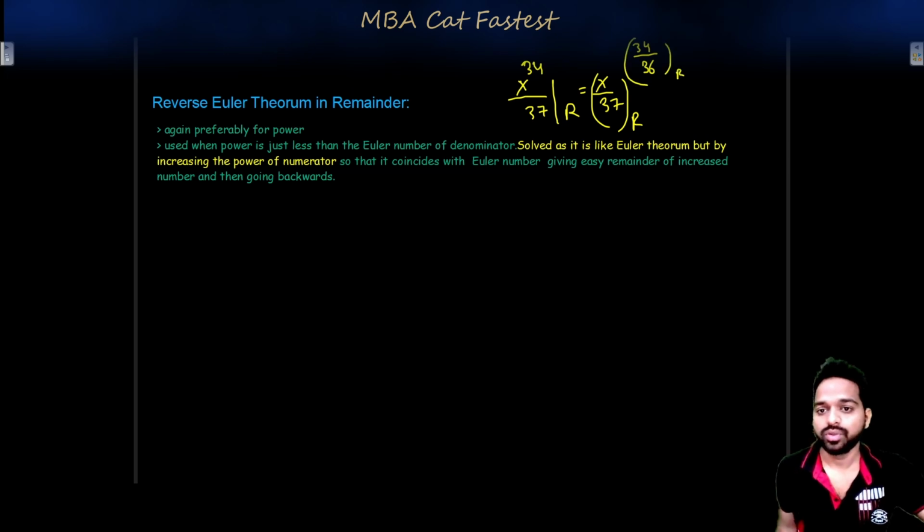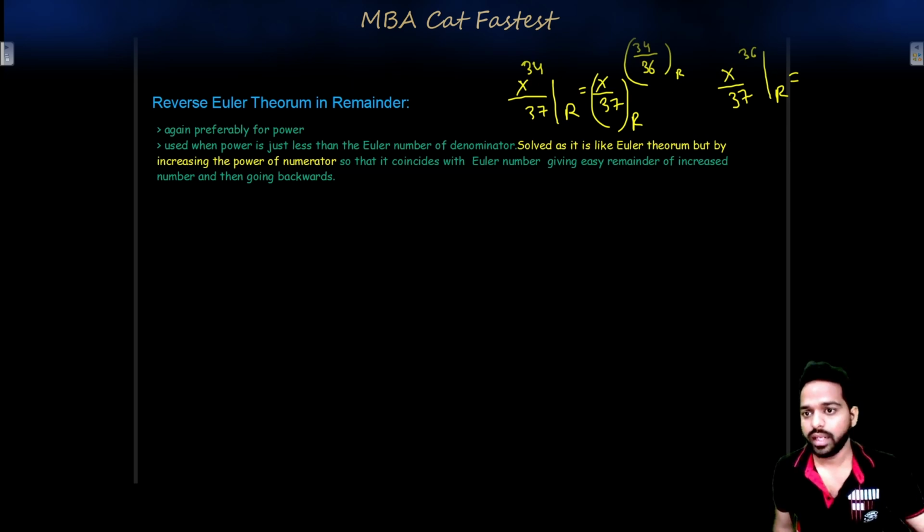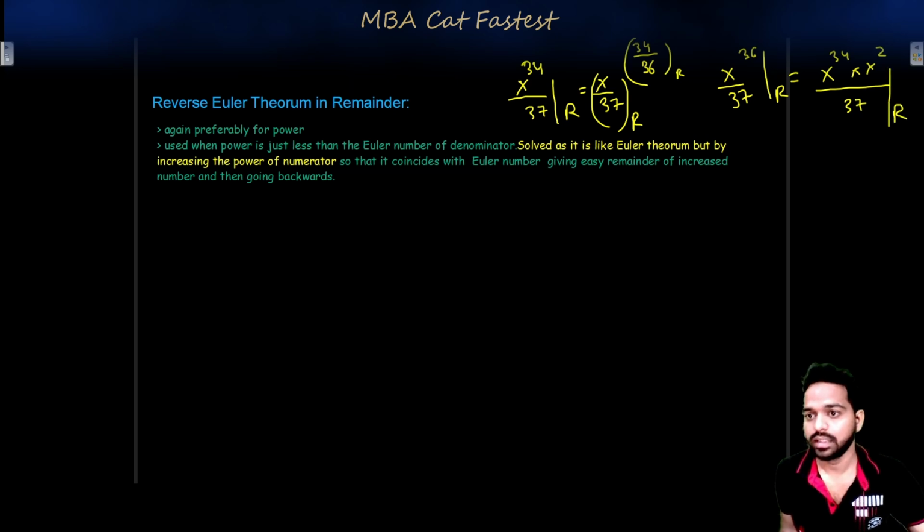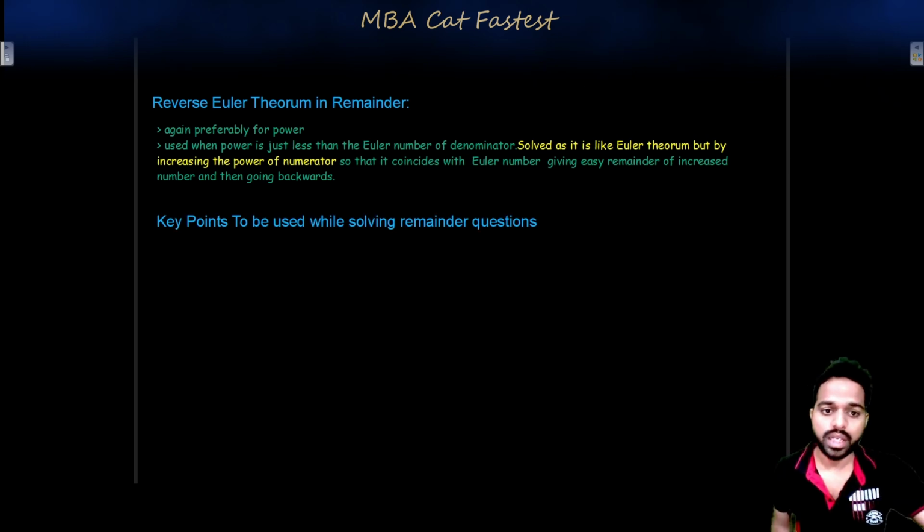What you will need to do is solve it similarly to how you were supposed to solve in Euler, but just increase the power of x. Consider the quotient to be x to the power 36 and the remainder. While you are doing this, you take x to the power 34 as one number, x square as another number, solve it like this, and you will have your answers a lot easier, right?